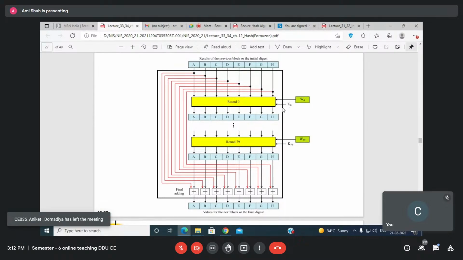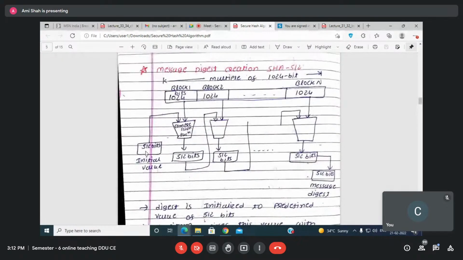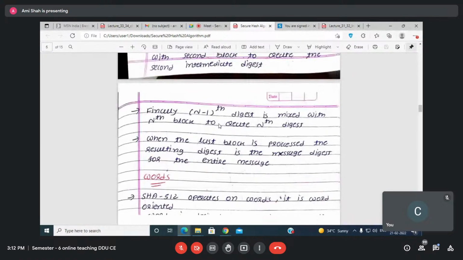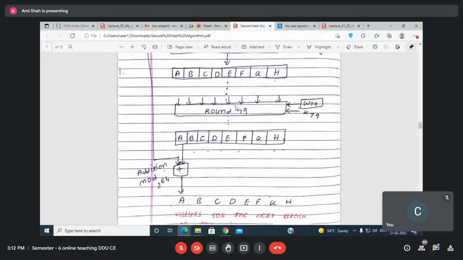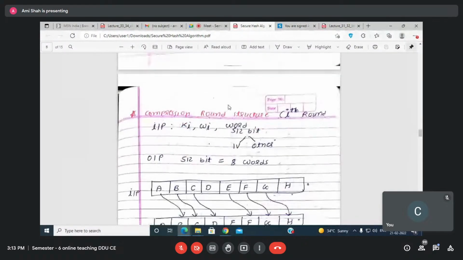Later I will explain what this constant is. Now see, when you observe this figure, this is the initial value, the word is taken, it also mixes with this block, and then finally round 0 is applied, and I get some value. Now see here, this is the initial digest. When I apply round 0, how am I achieving this A to H? I will explain this only for round 0, let's say.